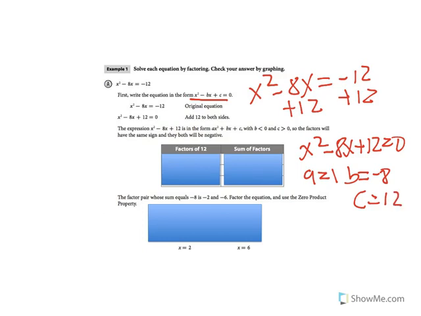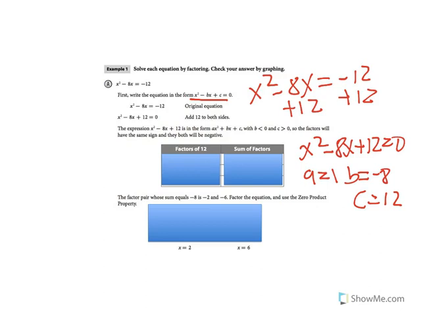So our a is 1, b is negative 8, and c is a positive 12. Right? So we say that the expression x squared minus 8x plus 12 is of the form ax squared plus bx plus c, with b less than 0 and c greater than 0, so the factors will have the same sign and they both will be negative.